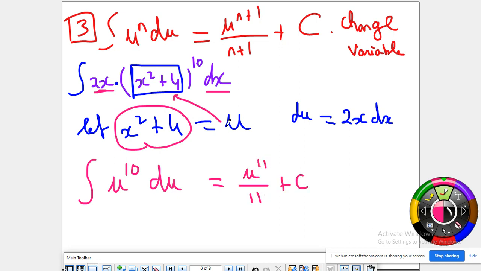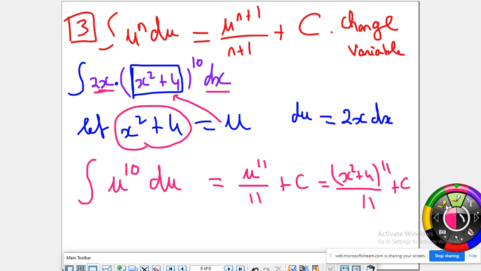And when I'm done, I just replace u by what I already replaced it with. So it comes out x squared plus 4 exponent 11 over 11 plus c. That's it. It's very simple. I'm changing the expression because there is a big expression, so I take it as another letter instead of x. Let u be, I take its derivative. It should be here, I should see it here. So I have 2x dx, I put du in its place. And so it became u to the 10 du, as if I'm saying x to the 10 dx. And then I will do the same formula.